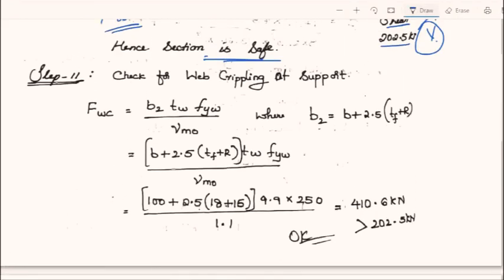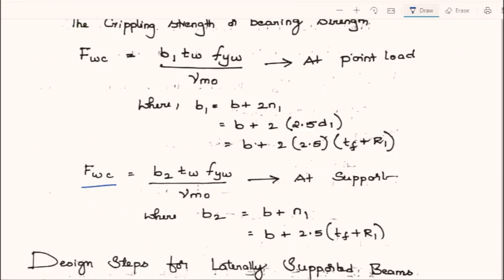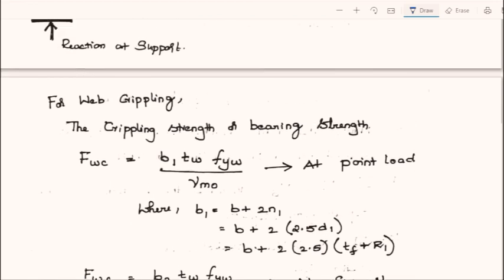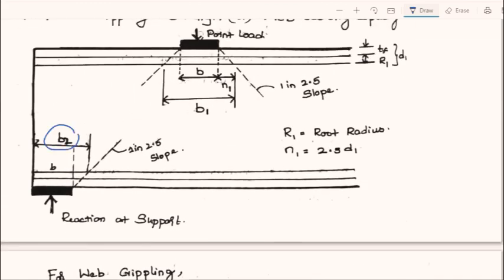Check for web crippling at support. So the equation is simple, B2 TW FYW. Let me show you that equation once again. So FWC at support is given by B2 TW FYW by gamma m naught, and B2 here is B1 plus N1. See in this figure, B2 is equals to B plus this value here, which is N1. B plus N1.